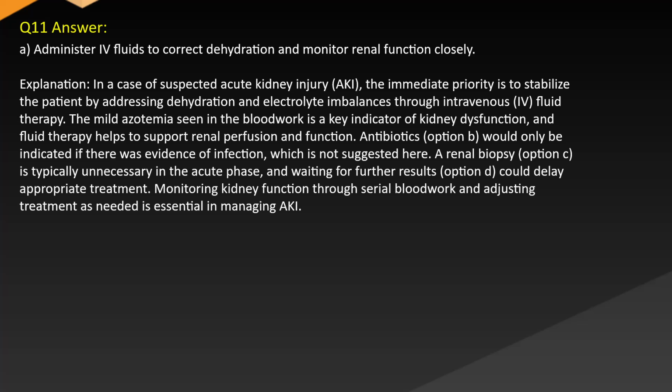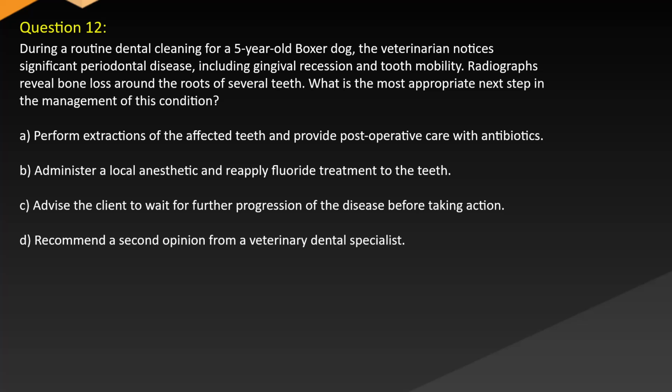Antibiotics, option B, would only be indicated if there was evidence of infection, which is not suggested here. A renal biopsy, option C, is typically unnecessary in the acute phase, and waiting for further results, option D, could delay appropriate treatment. Monitoring kidney function through serial blood work and adjusting treatment as needed is essential in managing acute kidney injury.